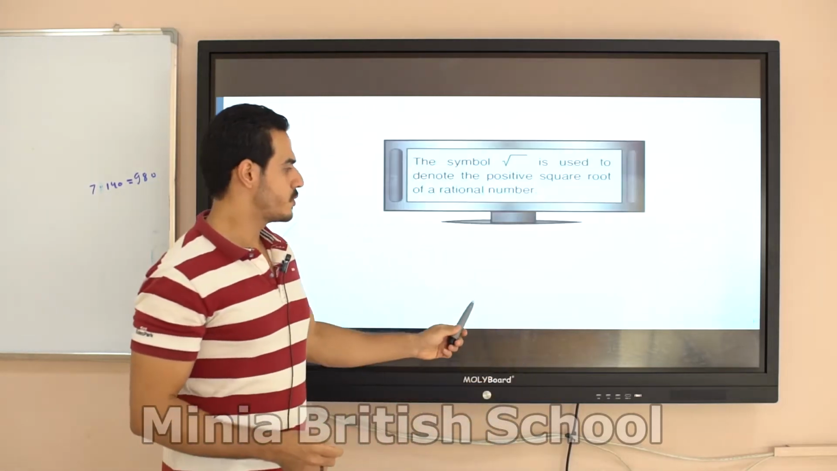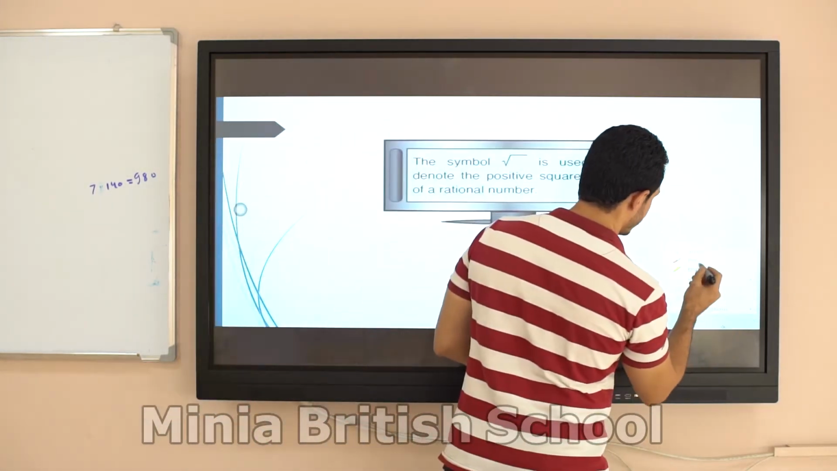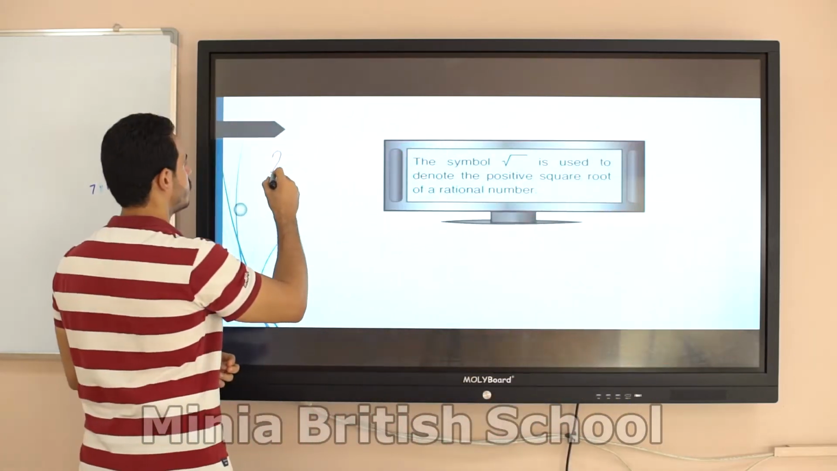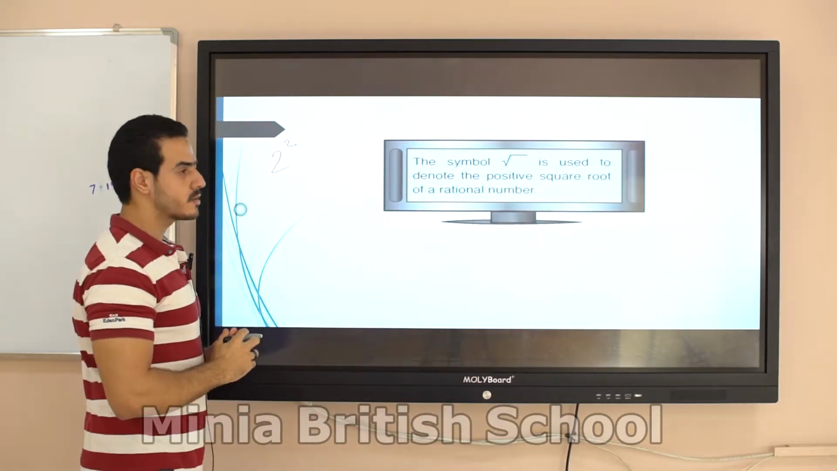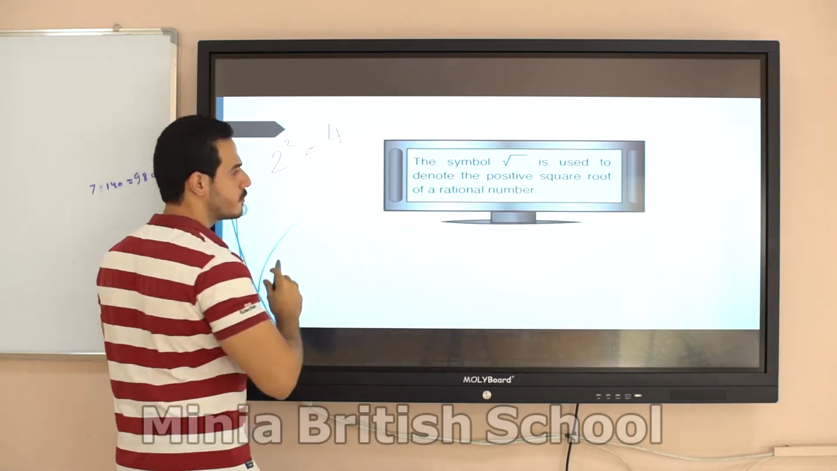What's the meaning of square root? If I have 2 power 2, 2 power 2 equals what? 2 power 2 equals 4.